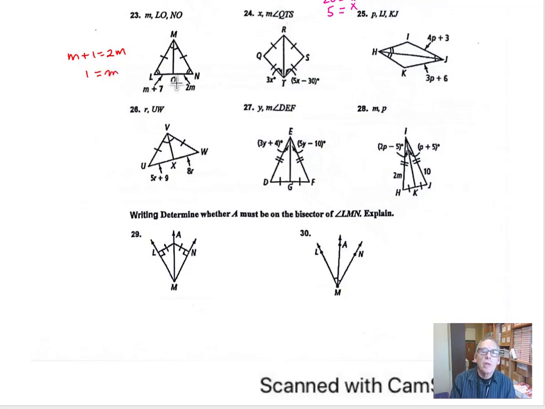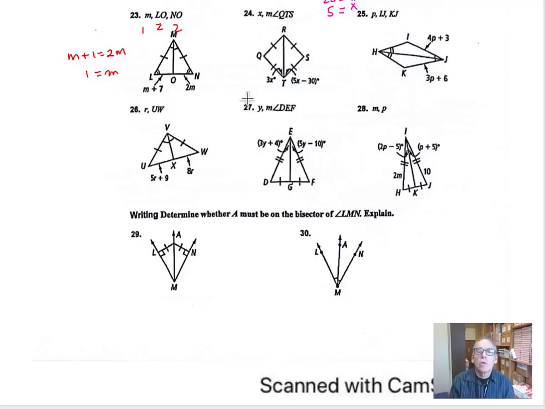LO then is going to be 1 plus 1, which is 2. And NO is going to be twice 1, which is 2. And we found that M was 1.